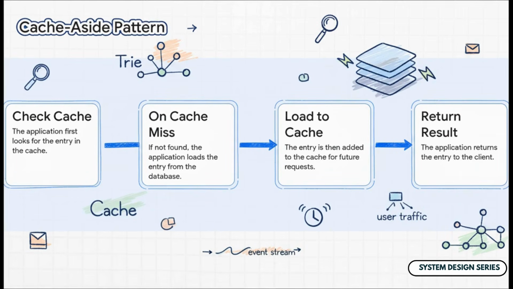A super common pattern is called cache aside. It's just a simple set of rules. First, the app checks the super fast cache. Is the answer there? Great, we're done. If it's not, we call that a cache miss. Then we do the slow work of going to the database or the full tree. But, and this is crucial, we then save that result back into the cache. That way, the next person who asks for it gets it instantly.